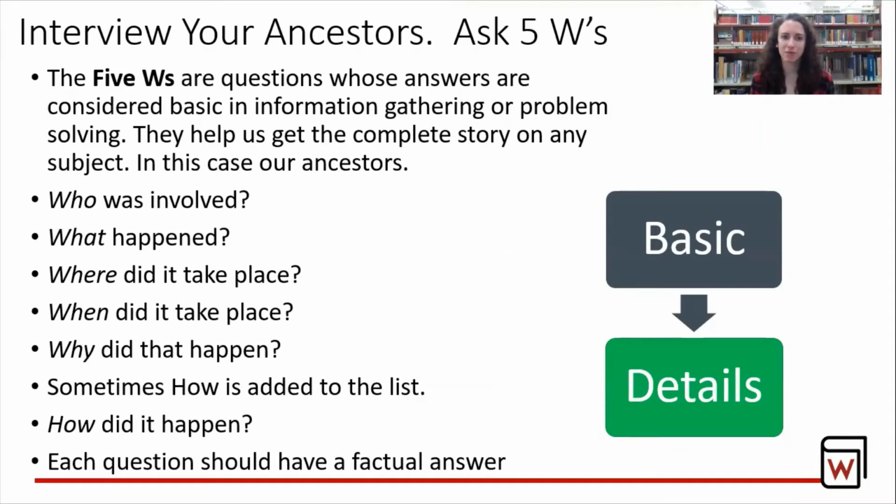To put together this information into a biographical sketch, your first step is going to be to interview your ancestors. Wouldn't it just be such a dream to be able to sit down with your ancestors and ask them what exactly happened? Who was involved? Where did it take place? When did it happen? Why did you do it? How did you do it? That's not exactly possible, but what you can do is you can ask those questions from the records. So as you do your research, keep these questions in mind and think about what record might answer these different questions, because these are the types of questions that we really want to use when we're telling a story.